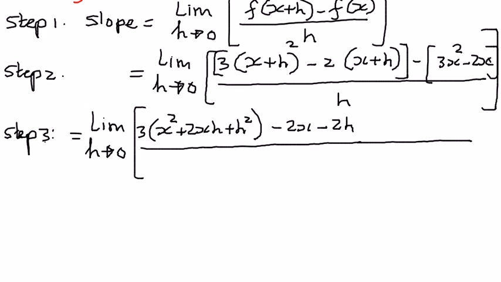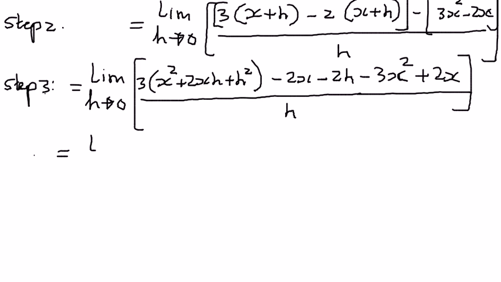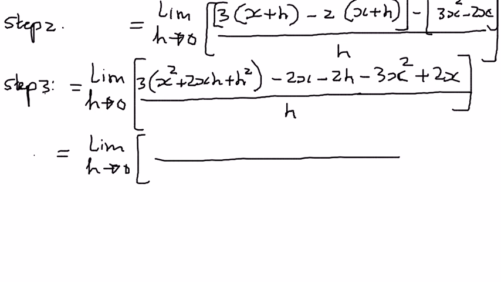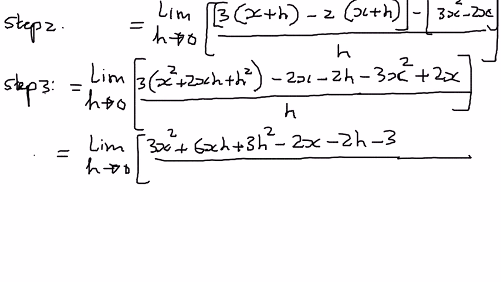And then here again, we're going to distribute the negative sign to every one of the terms inside the brackets. Negative times 3x squared is negative 3x squared, like that. And then negative times negative 2x is a positive 2x, and this whole thing divided by h, like that. We can simplify this some more. In this next step, we're going to distribute the 3 in the numerator part. So 3 times x squared is 3x squared. 3 times 2xh is going to be equal to 6xh. 3 times h squared is going to be equal to 3h squared. And then the rest of the equation we can write it as is negative 2x minus 2h minus 3x to the power of 2 plus 2x, this whole thing divided by h.